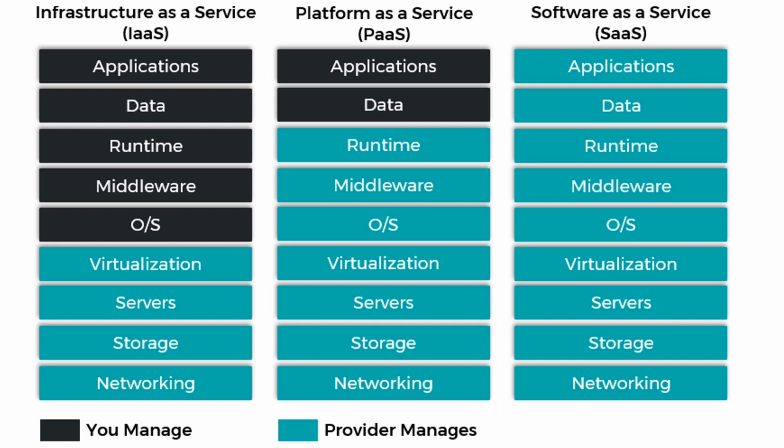So in infrastructure as a service, application, data, runtime, middleware, and operating system are managed by the user, and all others like virtualization, servers, storage, and networking are managed by the provider. In platform as a service, only application and data are managed by the user, and all others like runtime, middleware, operating system, virtualization, servers, storage, and networking are managed by the provider. In software as a service, all things are managed by the provider.